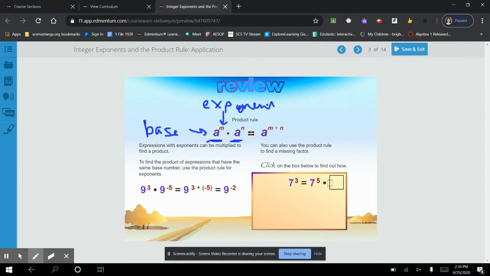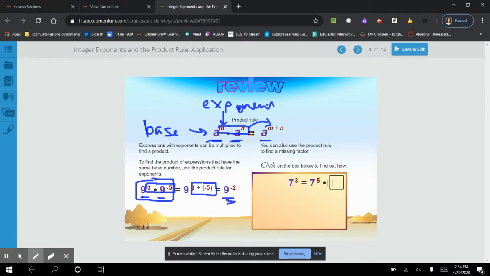And if the bases are the same, you end up with just the base, and then you're going to add those two exponents together. So that's how you get the m plus n. You can see they give you an example here. You have the original problem, which is 9 to the third times 9 to the negative fifth. Double check and make sure the bases are the same. They are, so we are going to add those two exponents together. So 9 to the 3 plus negative 5 is going to give us 9 to the negative 2.